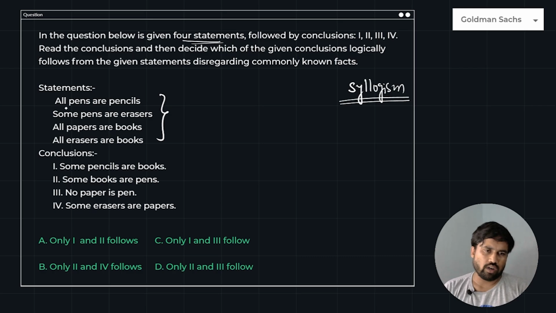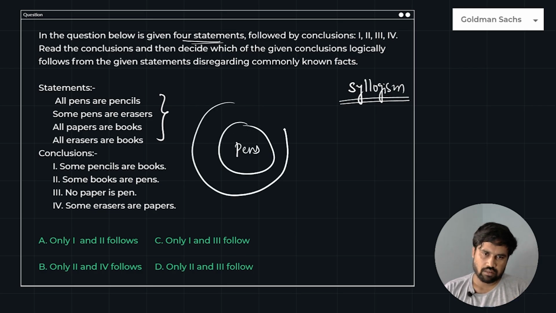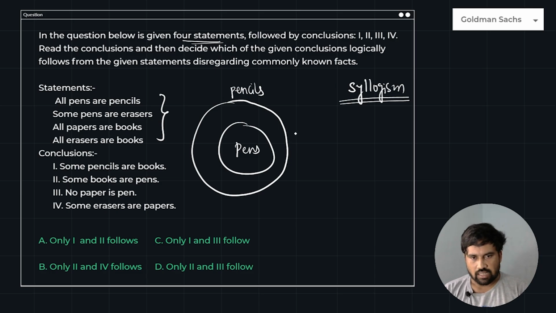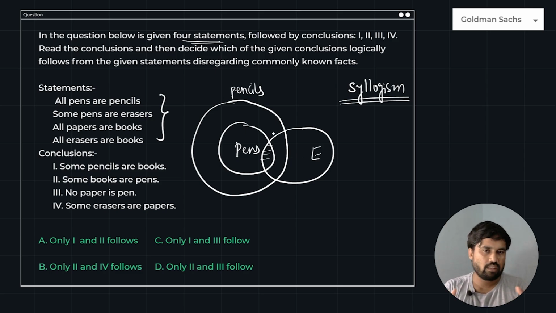Okay, so just look at the concept here. I am a little good at Venn diagram, so I will draw the Venn diagram. All pens are pencils, so all pens are pencils. Next, some pens are erasers. Some pens are erasers. I have drawn the some pens are erasers set. By default, it is intersected with pencils. It is not intention oriented. Okay. Next, all papers are books.